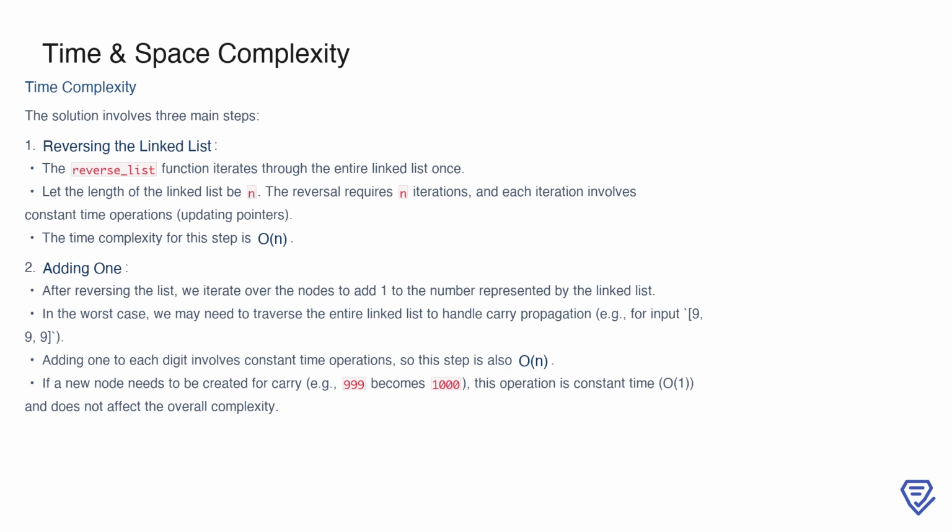Next, we add 1 to the number represented by the linked list. This step involves traversing the nodes to handle the addition, including any carry propagation. In the worst-case scenario, such as when the input is all 9s like 9, 9, 9, we may need to traverse the entire list. Since adding 1 to each digit is a constant time operation, this step is also O(n). If a new node is created for the carry, such as when 999 becomes 1000, that operation is constant time and does not impact the overall complexity.